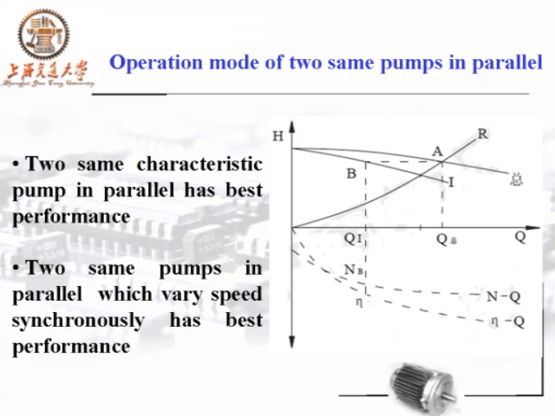For the same pump in parallel, this is one pump's curve. If two of them work, the flow is added together, but the head is not changed. It cannot change. This is the ideal condition. We can get this.